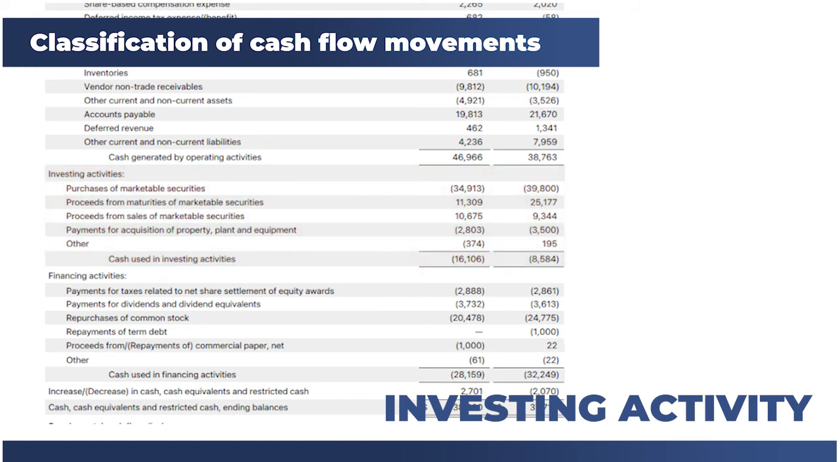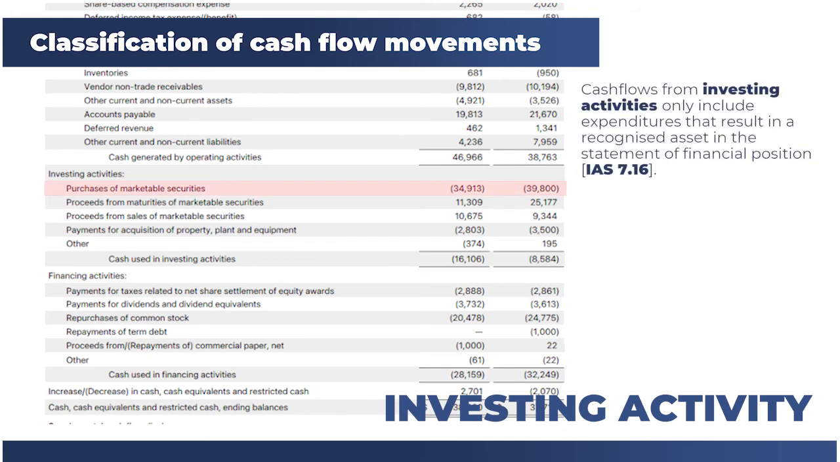By looking into the investing activities section of the statement of cash flows of Apple Incorporated, you will see that it is consistent with the definitions of the standard. They have expended $34 billion for the purchase of marketable securities, which are recognized assets or investments in the balance sheet of Apple. You will also see that they have collected $11 billion from the proceeds of the maturities of the same marketable securities, and they have collected as well $10.6 billion from the proceeds of sales of marketable securities. They have also paid for the acquisition of PPE, or property, plant, and equipment, amounting to $2.8 billion. This leads to a total cash used in investing activities of $16.1 billion.